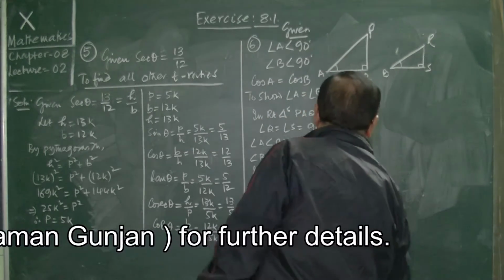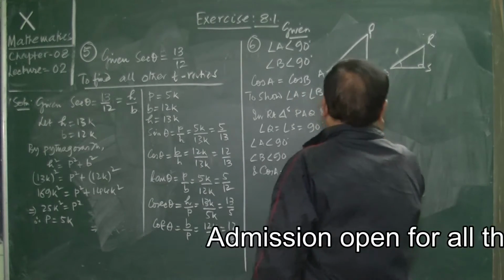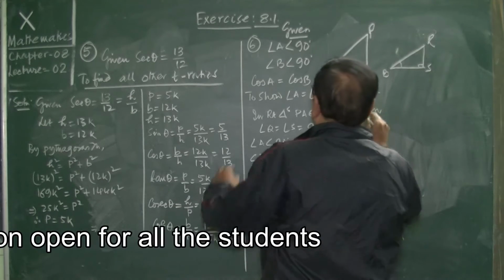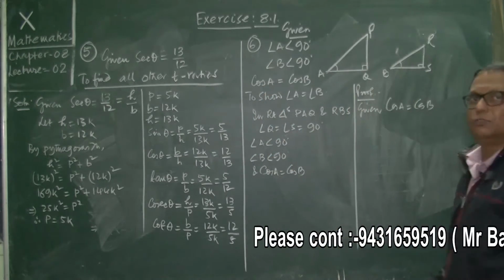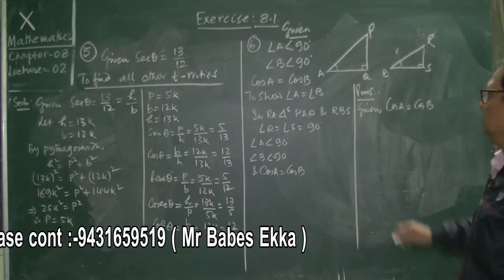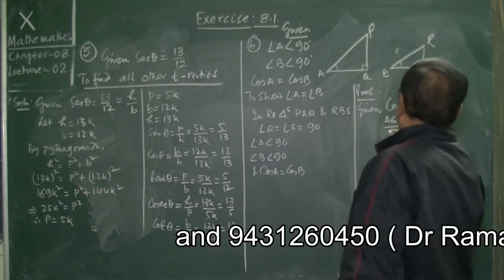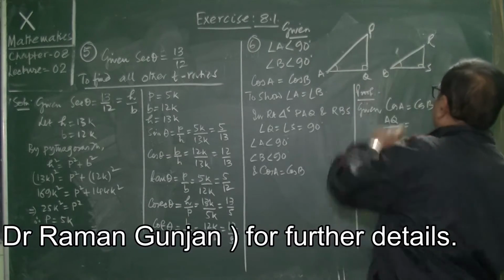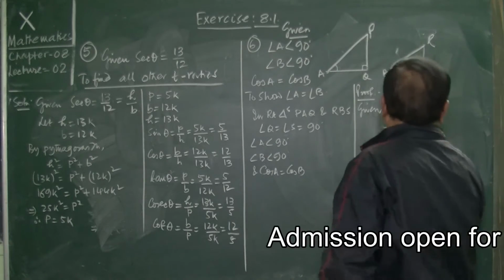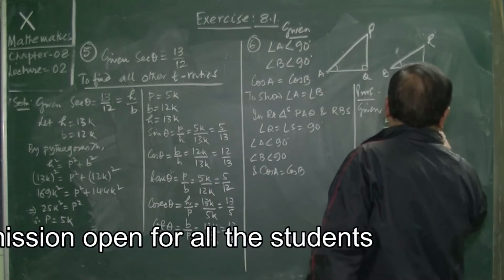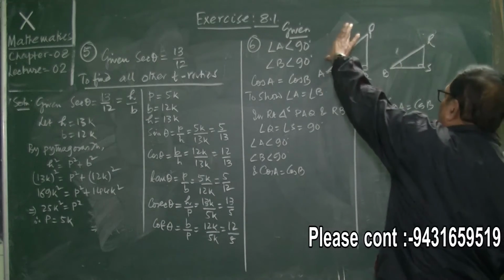Now, how to do the solution? Proof. Given, what are the given facts? You see, cos A equals cos B is the given fact. Cos means B by H. So in this triangle, B is equal to AQ and H equals AP. And in this triangle, cos B is equal to BS by H, and H is equal to BR. So BS by BR is cos B and AQ by AP is cos A.